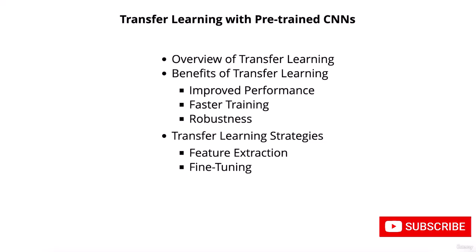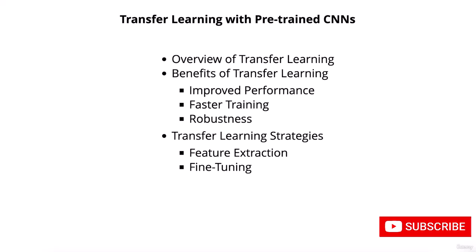First one is improved performance. Pre-trained models have learned rich feature representations from large datasets, which can generalize well to new tasks. Second is faster training. Transfer learning often requires less data and training time compared to training from scratch, as the model starts with pre-learned features. Third one is robustness. Pre-trained models have been trained on diverse datasets, making them more robust to variations and noise in the data. The third part that we'll go over is the transfer learning strategies.